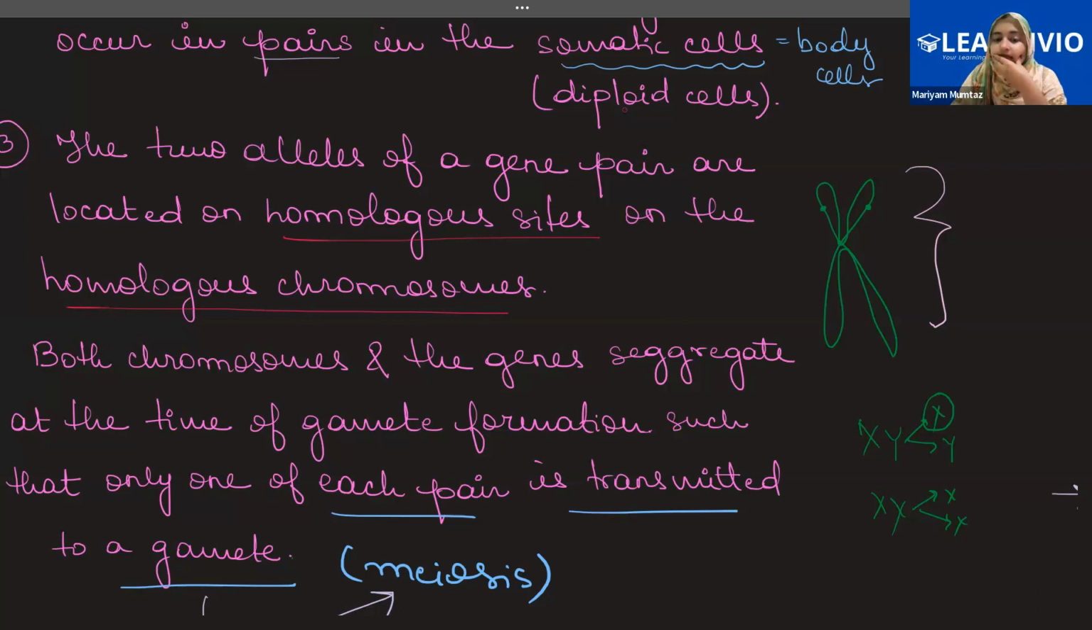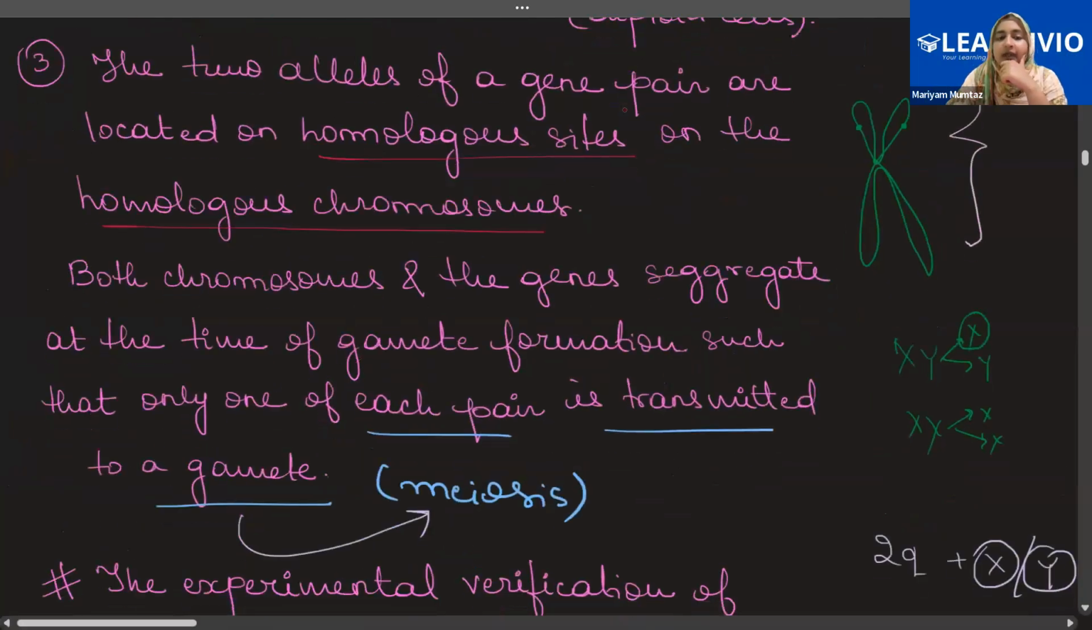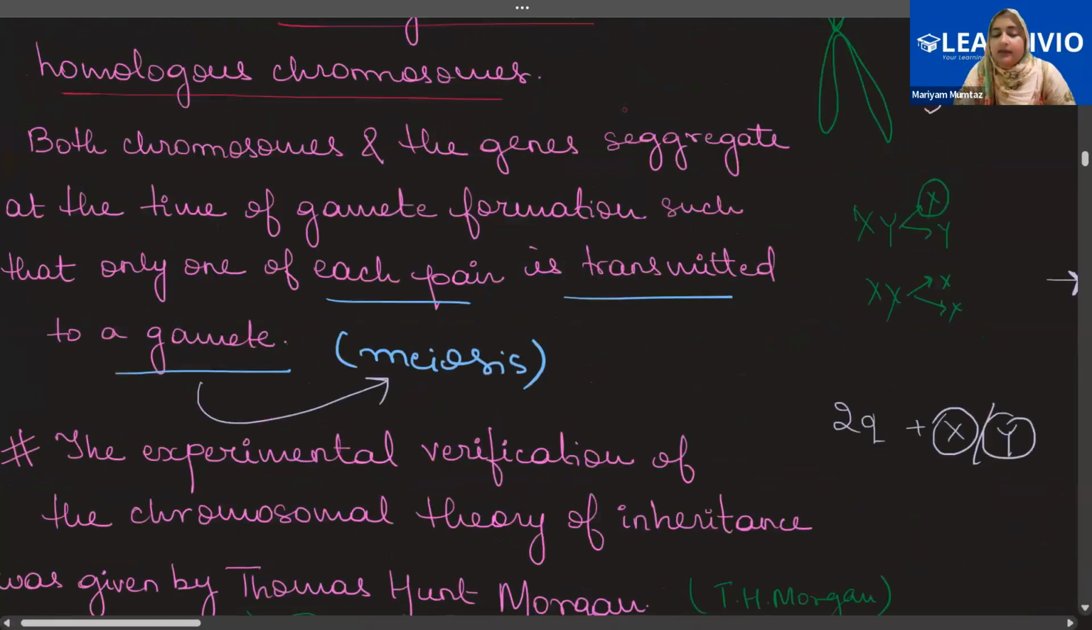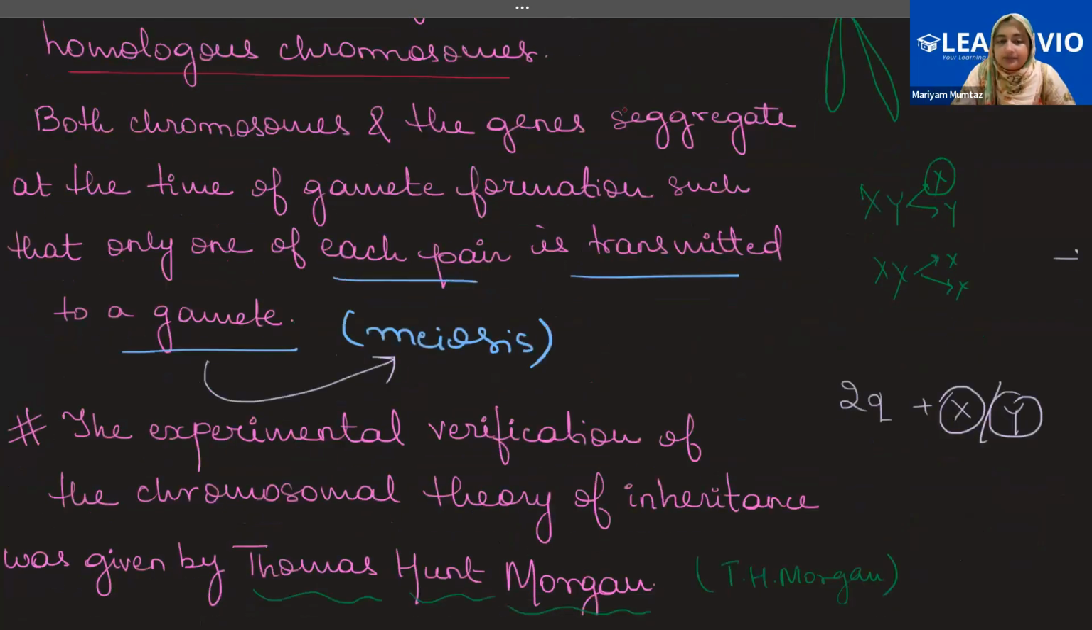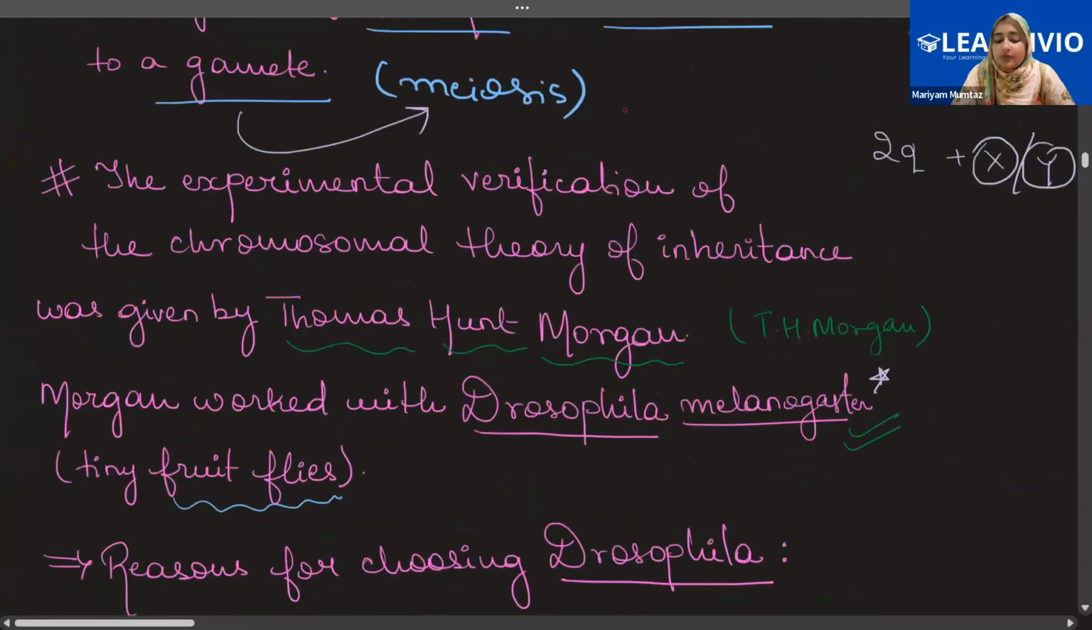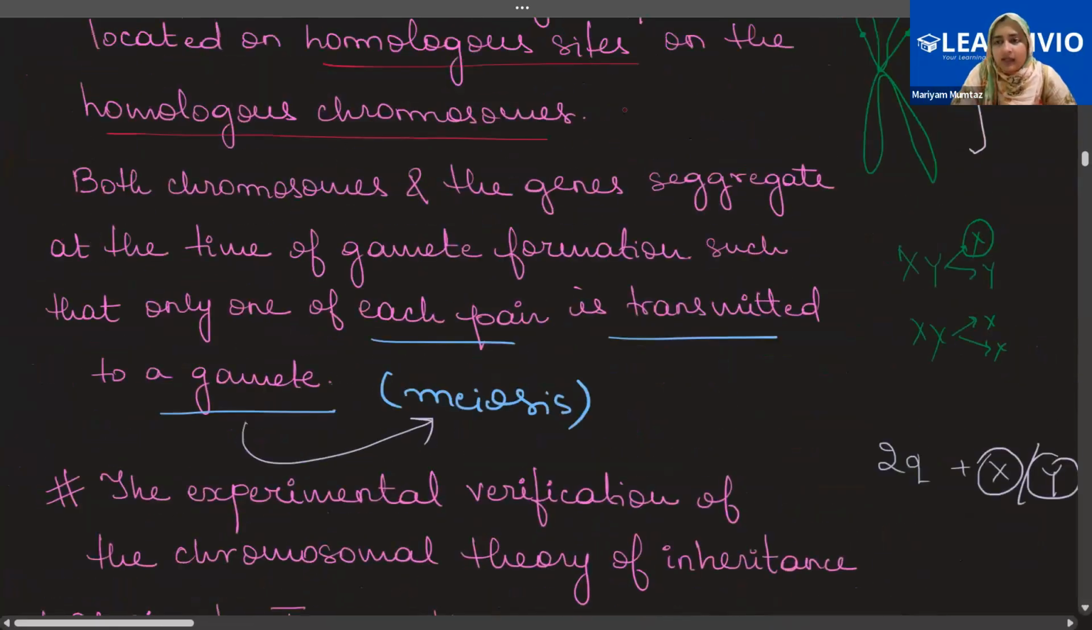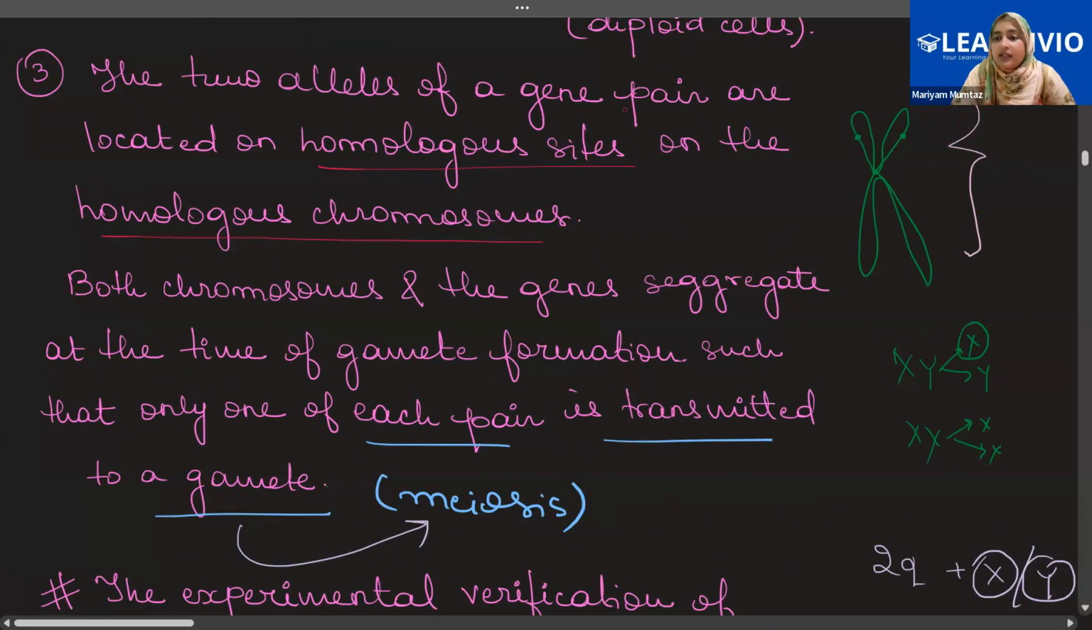Clear? And during gamete formation, obviously, half of the chromosomes go to either of the gametes. So only one of each pair is transmitted to the gamete through meiosis, that is reduction division. So this was the chromosomal theory. It's a theory, like nothing has been proved.